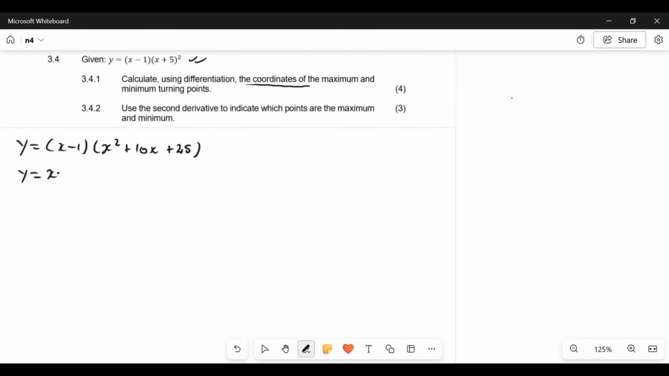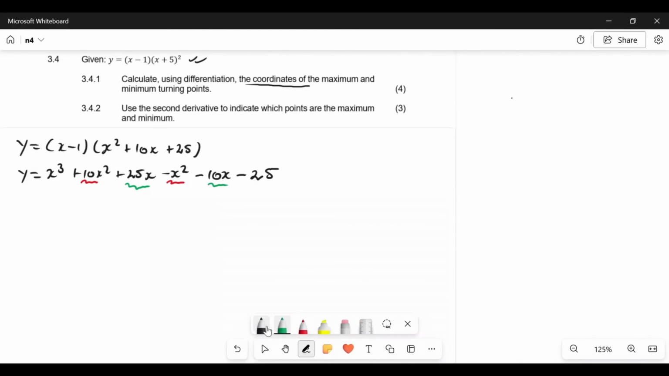X multiplied by x squared is x cubed. X multiplied by 10x is going to be 10x squared. X multiplied by 25 is going to give us 25x. There we go. And then we have negative 1 multiplied by x squared, that is going to give us negative x squared. Negative 1 multiplied by 10x is going to give us negative 10x. Negative 1 multiplied by 25 is going to give us negative 25. And then we have like terms there. As you can see, we have positive 10x squared and negative x squared. We also have the following like terms: 25x and negative 10x.